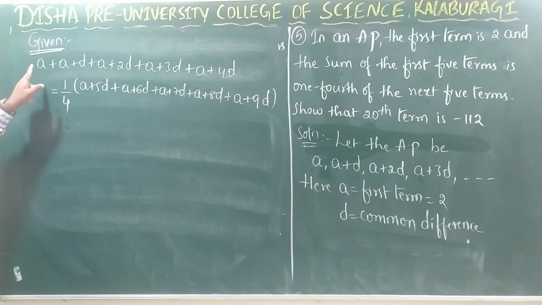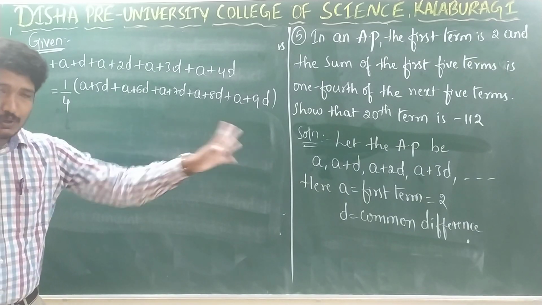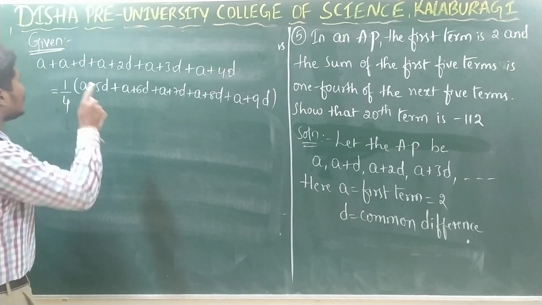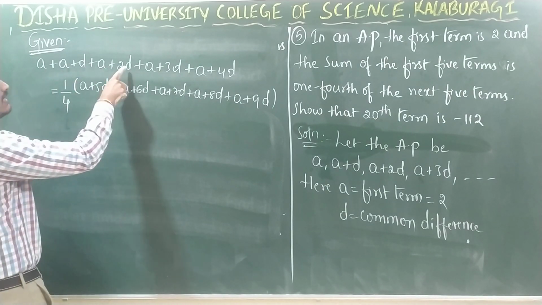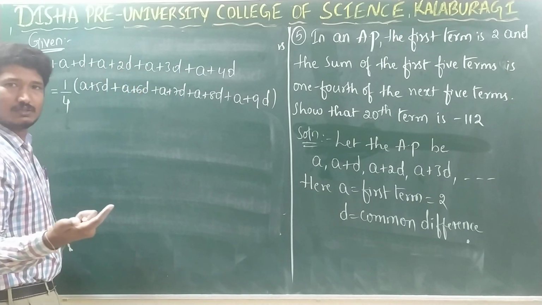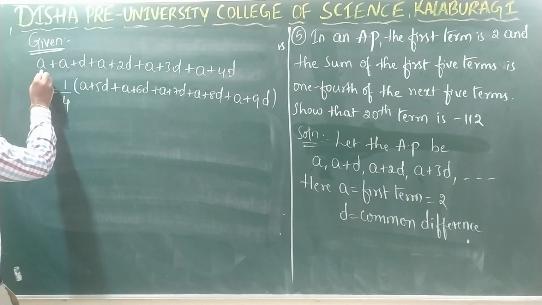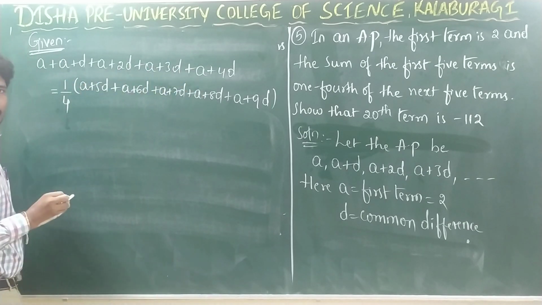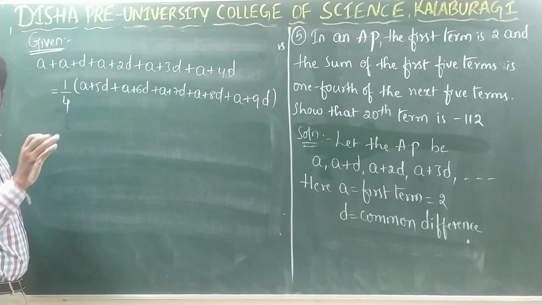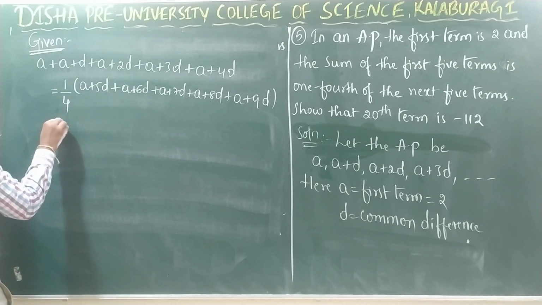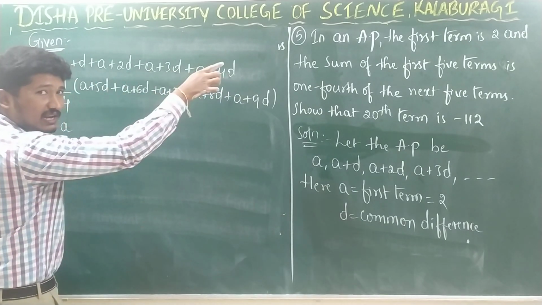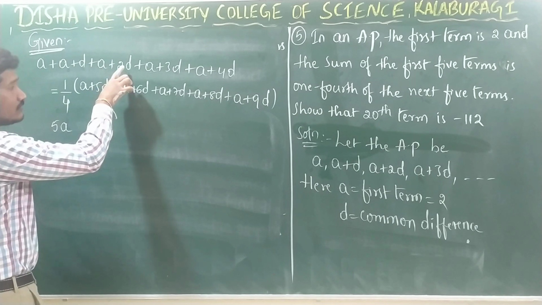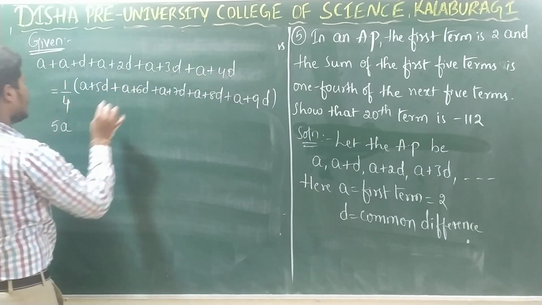Now see here. We know the value of a, that is, we are given the first term equal to 2. The only unknown thing here is the common difference. So by substituting the value of a, can I easily calculate the value of d from this? Yes. So let us do that. See here: 1, 2, 3, 4, 5. How many a's are there? There are 5 a's. All are like terms, so add them. This will be 5a. Then d, d, d, d are all like terms. d plus 2d is 3d, 3d plus 3d is 6d, 6d plus 4d is 10d.